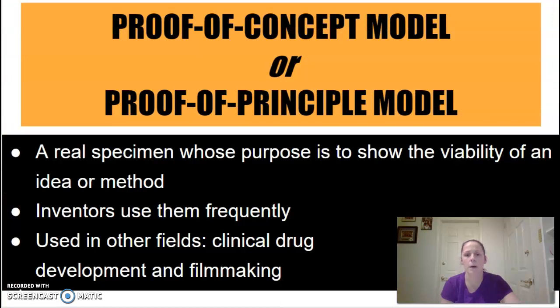So proof of concept model, or proof of principle model, is a real specimen whose purpose is to show the viability of an idea or method. They are frequently used by inventors, and some other fields that they're used in are clinical drug development in testing the effectiveness and safety. We've experienced a lot of that as of late. And then also in filmmaking, they talked about testing out the concept of the blue screen before making a movie.